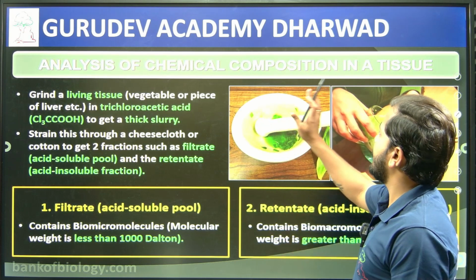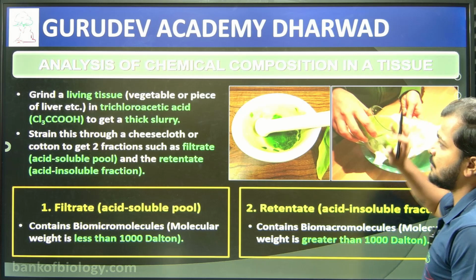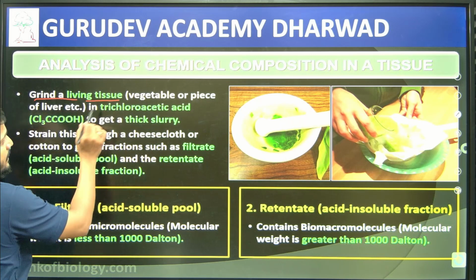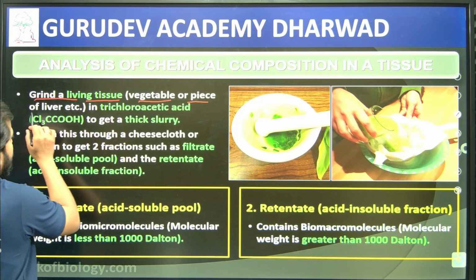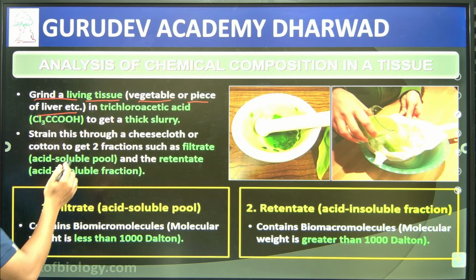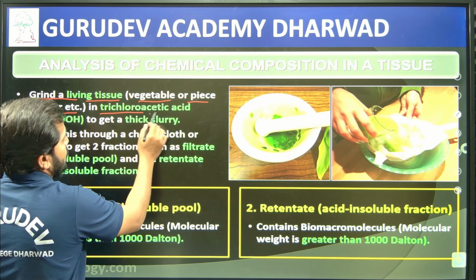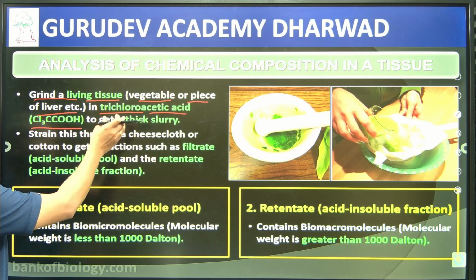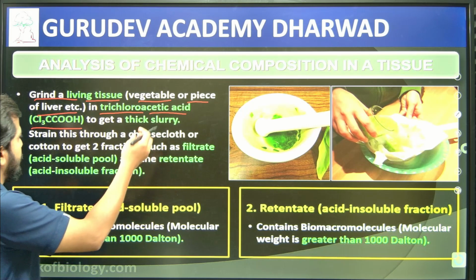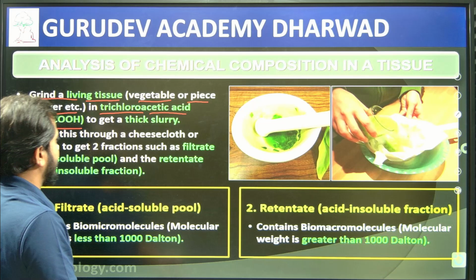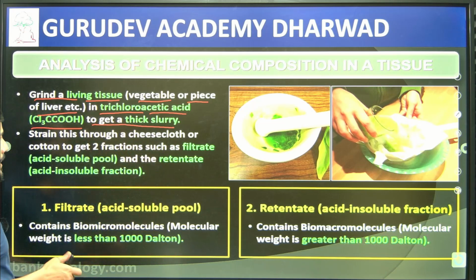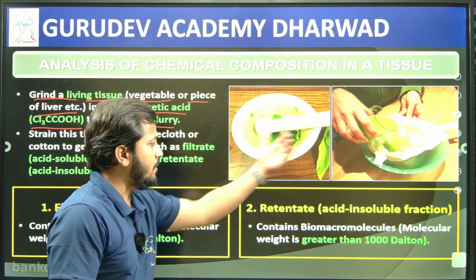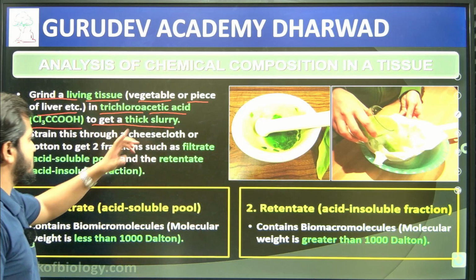So for analysis of the chemical composition, if we carry out tissue analysis, what they do is grind living tissues, like vegetables or a piece of liver, with trichloroacetic acid. We take some vegetables, or a piece of leaves or liver, to get a thick slurry. They carry out grinding of these tissues, and when the grinding is performed, we get this thick slurry.